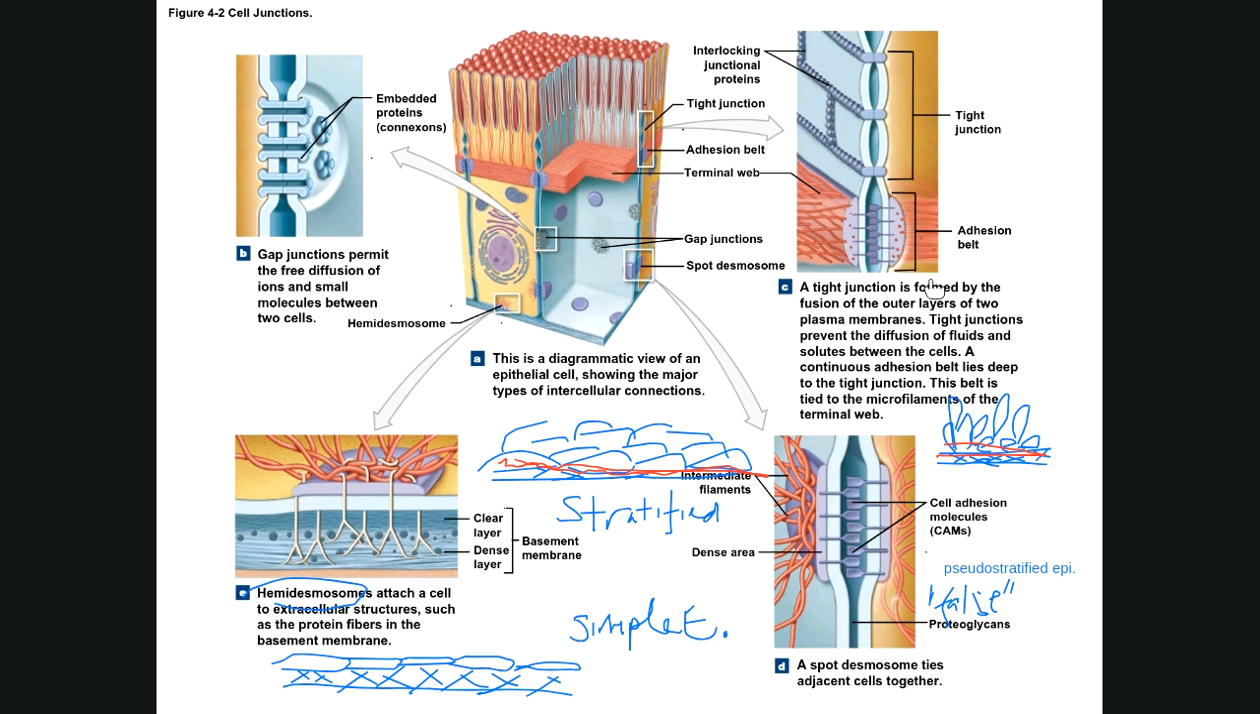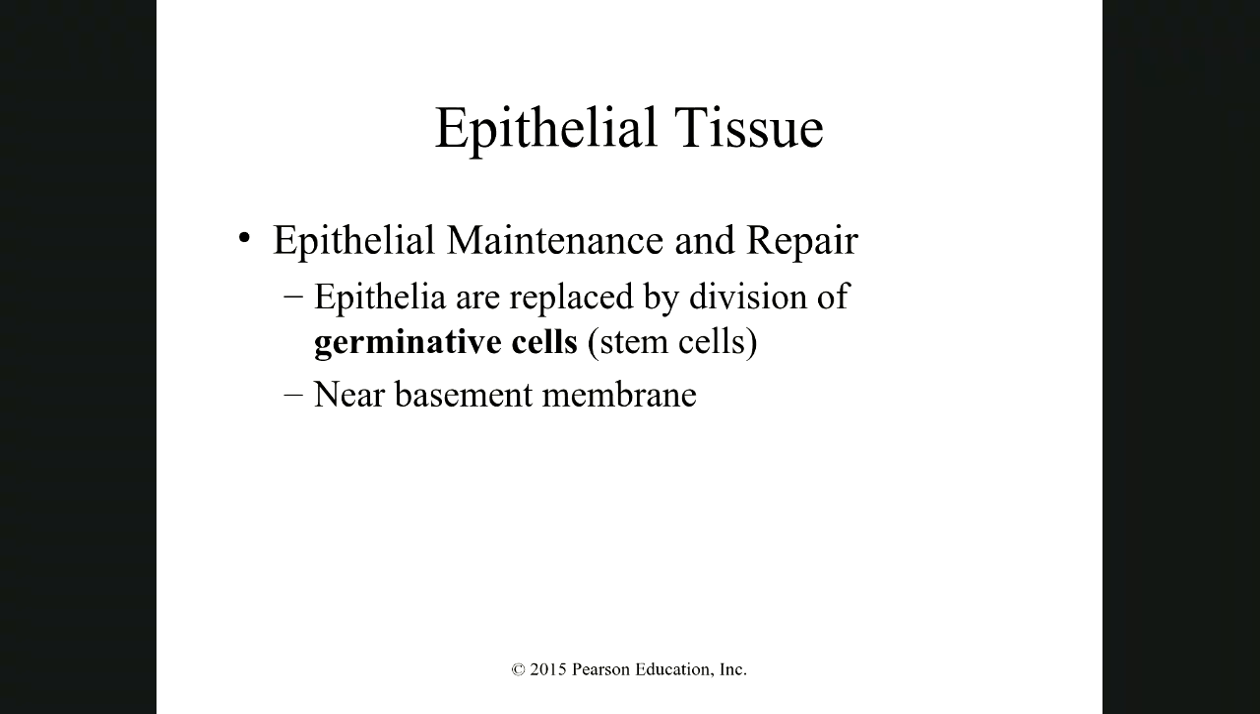Tight junction, there's no hole in the tight junction. Hole is only in the gap junction. There's no hole in desmosome. Hole is only in the gap junction. So oftentimes, the layer that is closest to the basement membrane is the layer that is dividing. That was the layer that had the stem cell.